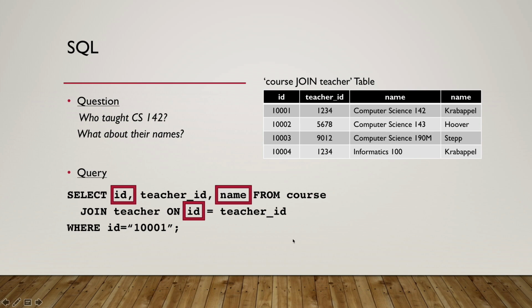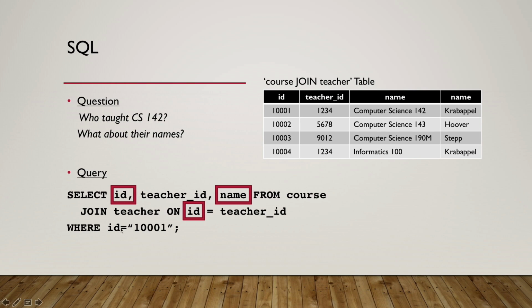Do we want the ID of the course or the ID of the teacher? Do we want the name of the course or the name of the teacher? That's a problem. In fact, this query, because of that, would be incorrect. It would be ambiguous. Same thing here. When I say join on ID equals teacher ID, well, which one? Now, it may be obvious to us as human beings, but of course, it's never obvious to the computer.